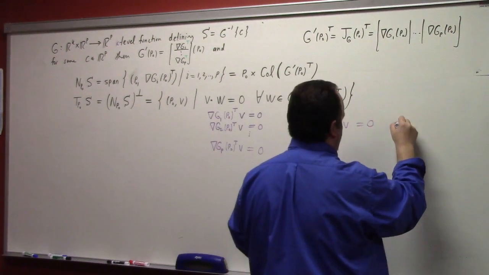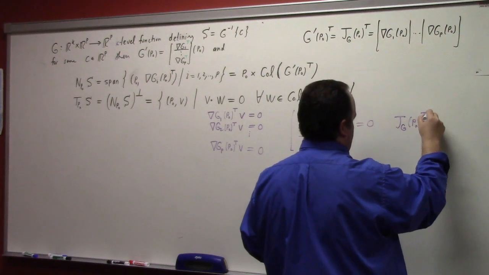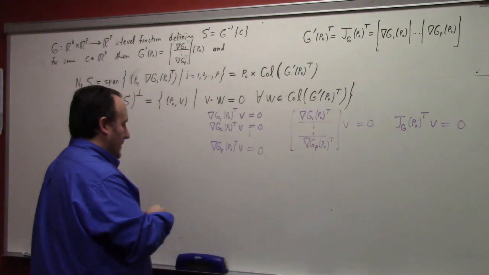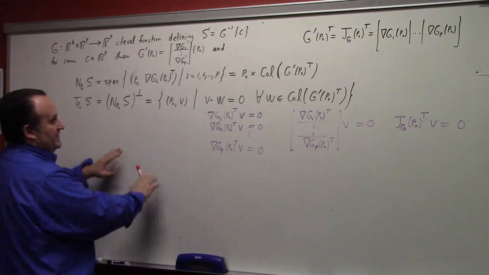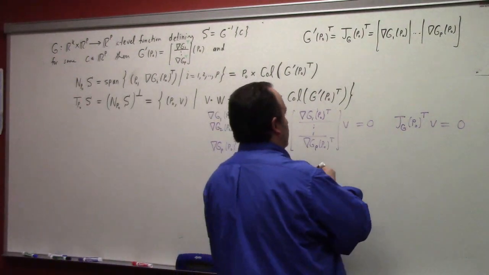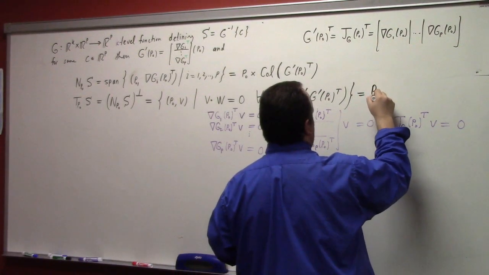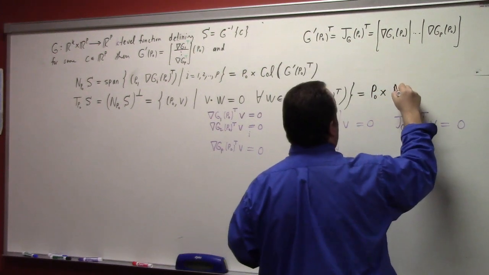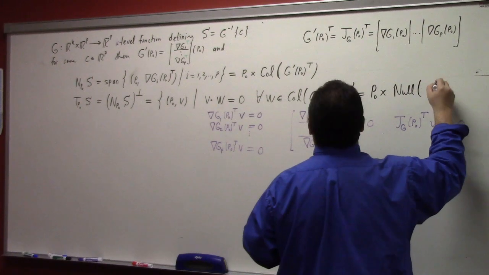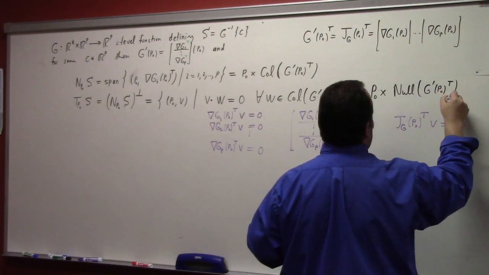Which I could just look at as the Jacobian of G at P naught transpose times V equals 0. Which then means that I can more elegantly state this simply as P naught Cartesian product with the null space of G prime of P naught transpose, I believe.